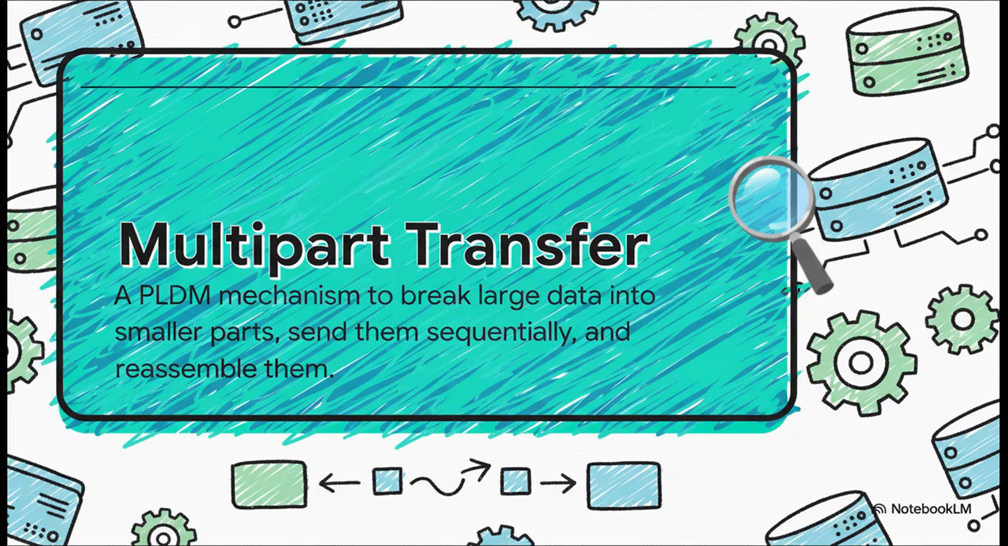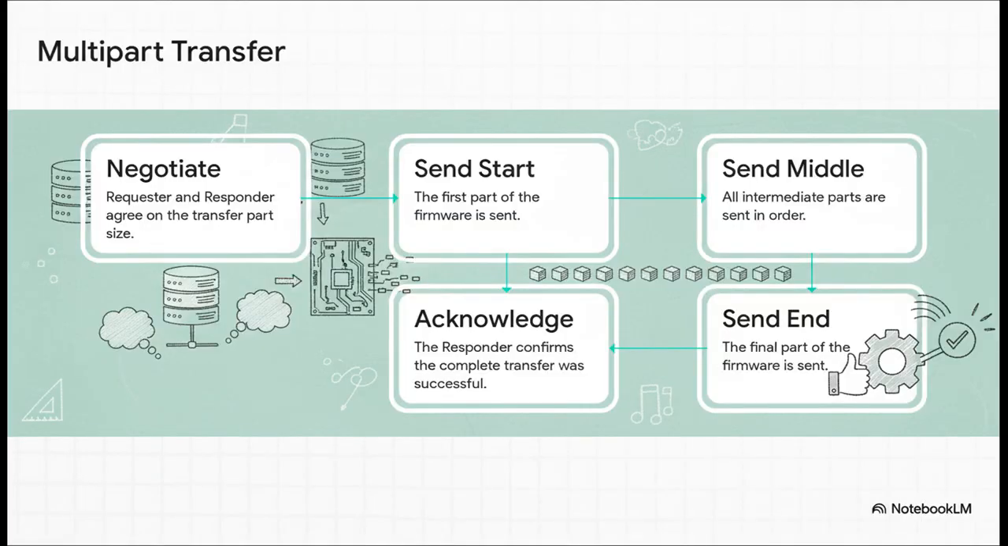That large firmware file gets broken down into thousands of small, manageable packets. And this process is super structured. First, the two components negotiate. They agree on exactly how big each packet is going to be. Then the transfer starts. The first part is sent, then all the middle parts follow, one after the other in perfect order. Then the final part is sent. And crucially, at the very end, the responder sends back a final acknowledgement saying, yep, got all the pieces, file looks good, we're all set.